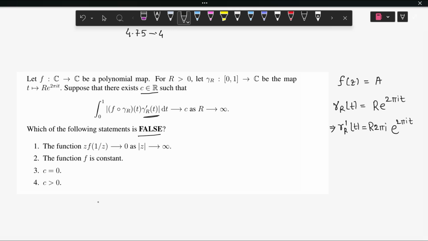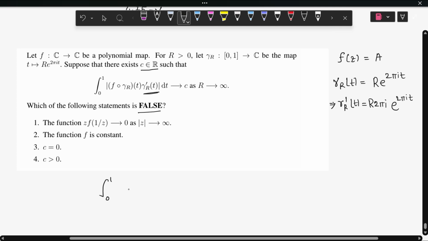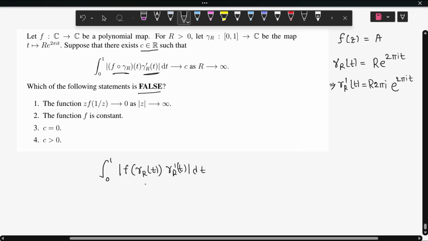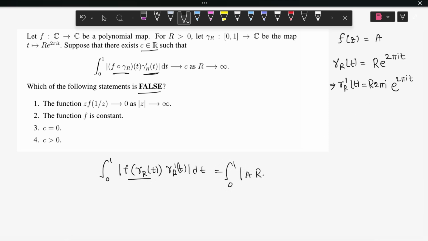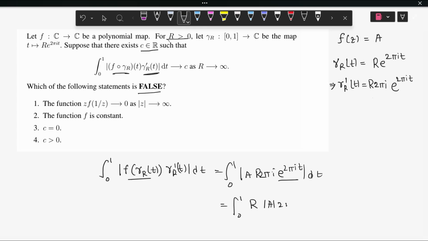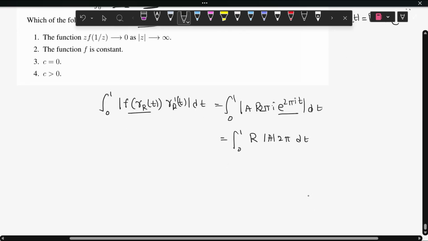Now let's calculate this integral, which is equal to integration 0 to 1 mod of, I can change this composition as f of gamma r of t gamma r dash of t whole of dt, which is equal to integration 0 to 1, this is equal to a and this is equal to r 2 pi i e to the power 2 pi i t whole of dt. Now mod of e to the power 2 pi i t is 1, mod of i is 1, so which is equal to integration 0 to 1 mod a r 2 pi dt, as r is strictly greater than 0. इसे अगर हम integrate करेंगे तो हमें मिलेगा 2 pi mod a r.